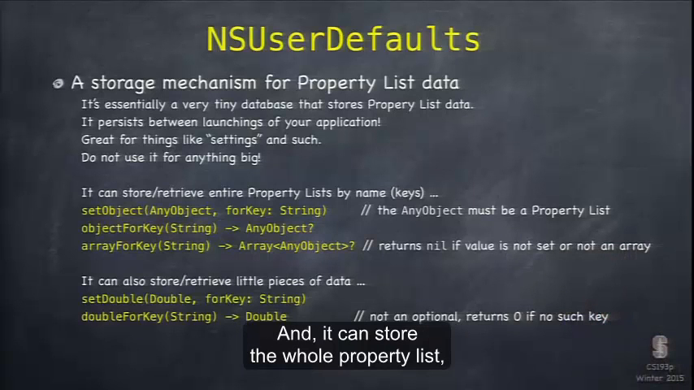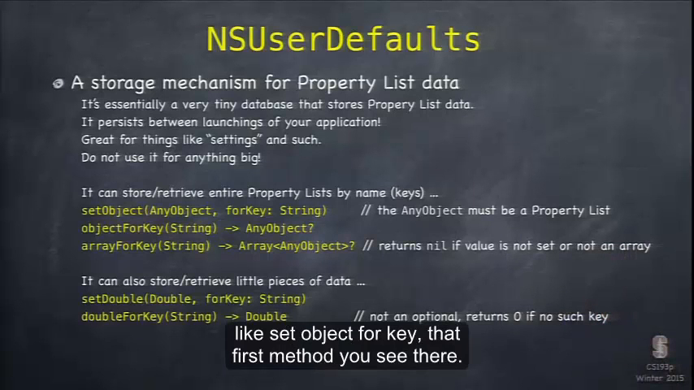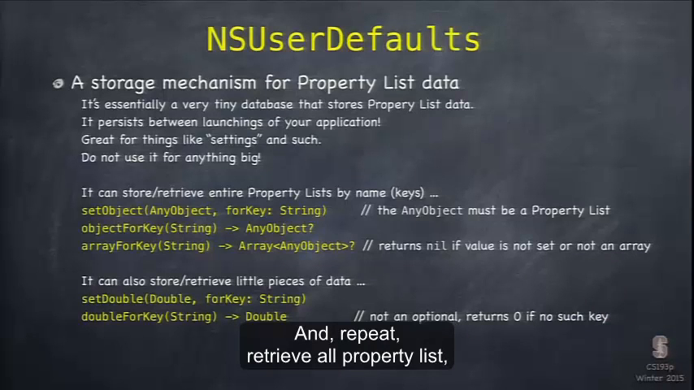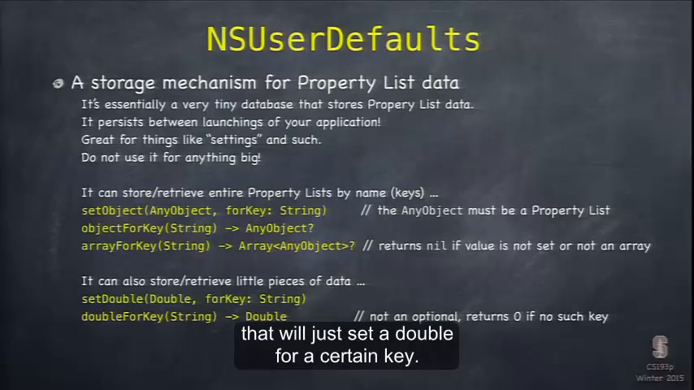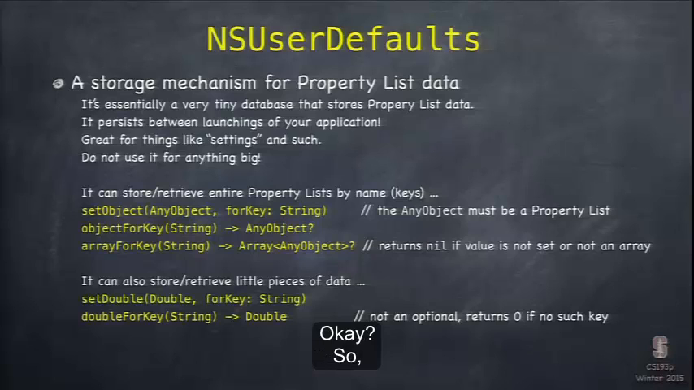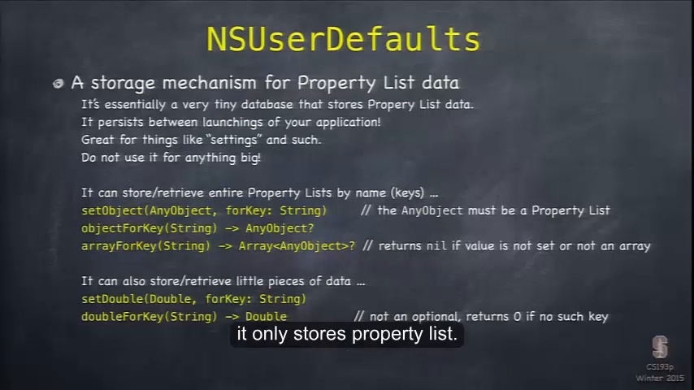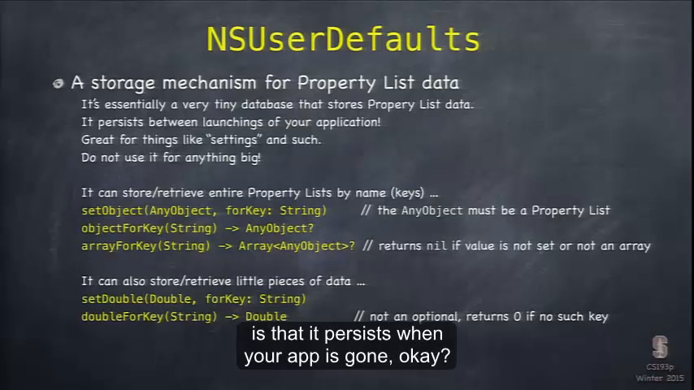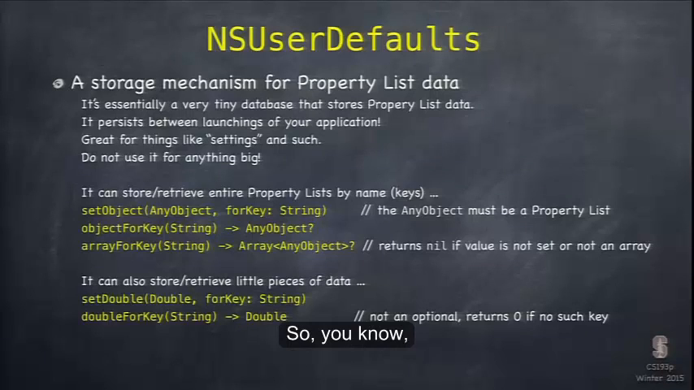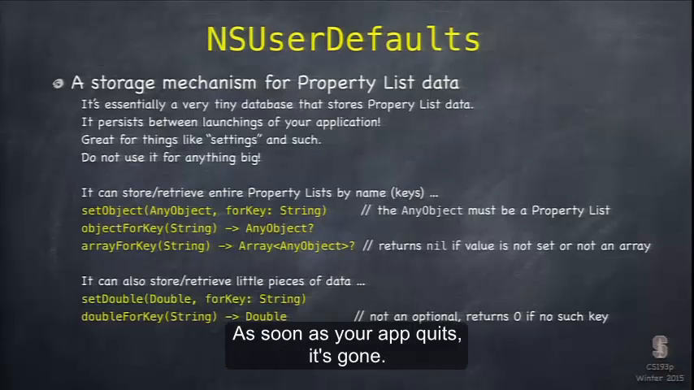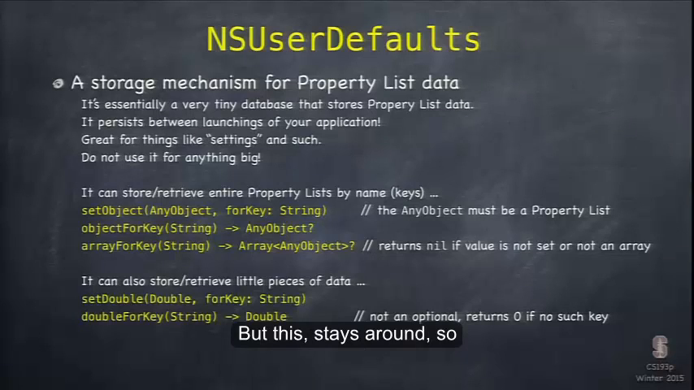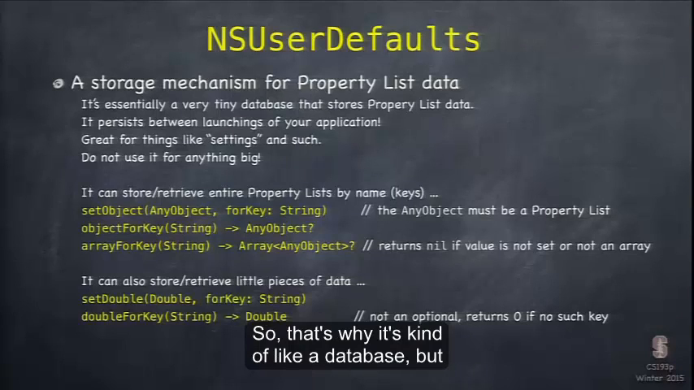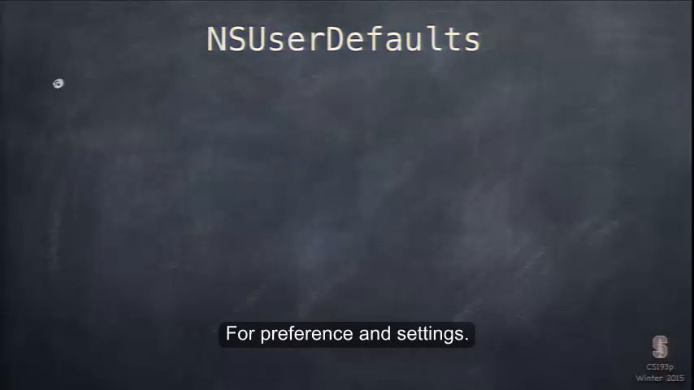It can store the whole property list, like setObject:forKey:, that first method you see there, and retrieve the whole property list. Or it can do little tiny pieces of a property list, like setDouble, which will just set a double for a certain key. So it's like a dictionary in that it's key-value, but it only stores property lists. And the big thing about the way it stores them is that it persists when your app is gone. Normally a dictionary is stored in the heap, and as soon as your app quits, it's gone. But this stays around so that when your app launches the next time, all the data is still there. So that's why it's kind of like a database, but it's very small, for preferences and settings.